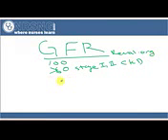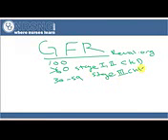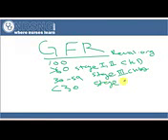If we have a number between 30 to 59, that's going to indicate stage 3 kidney disease. And if our number is less than 30, that's going to indicate stage 4 to 5 kidney disease. Okay, so does that make sense? I hope that makes sense.